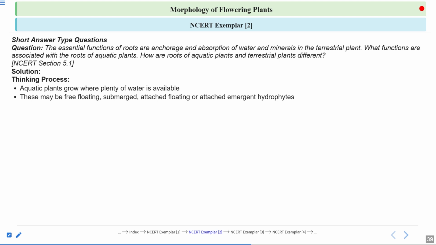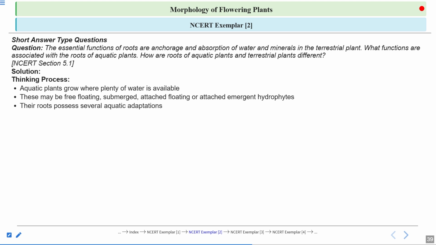Now, aquatic plants are of different types. You must have seen that some plants are freely floating on the surface. Some plants are submerged, present deep inside the water, and some plants are rooted. They are rooted downward, but they are present at the surface. So they can be free floating, submerged, attached floating or attached emergent hydrophytes. So aquatic plants are of different categories.